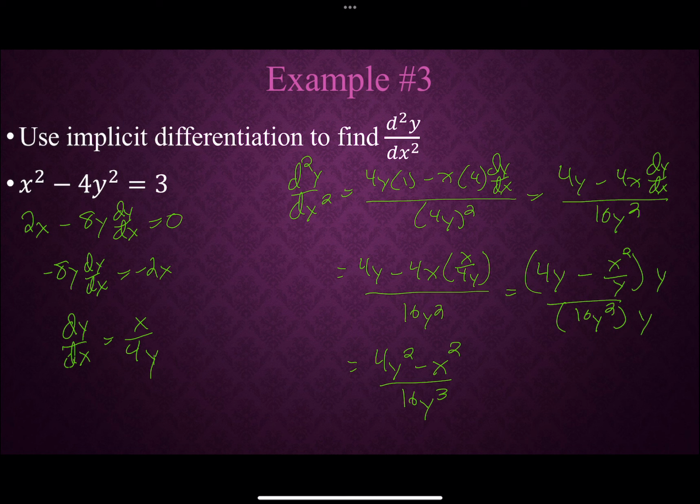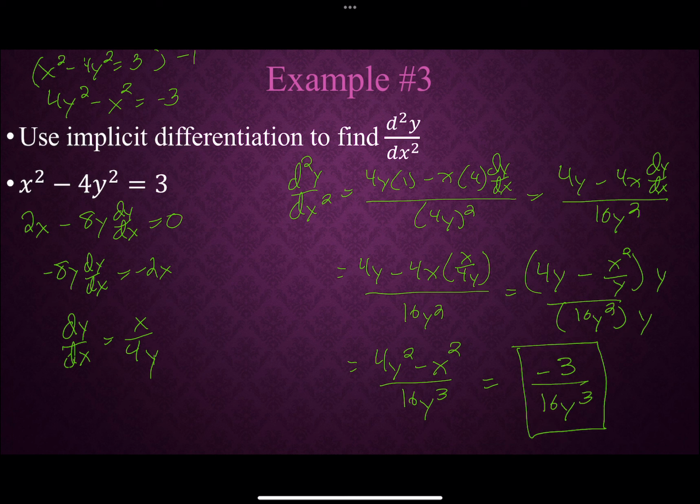But sometimes, particularly when there are both x squared and y squared terms, you should notice something. This numerator, 4y squared minus x squared, is just the opposite of what we wrote here, x squared minus 4y squared. So in fact, if I take the original x squared minus 4y squared equals 3 and multiply the whole thing by negative 1, we get 4y squared minus x squared equals negative 3. So my final answer really should be negative 3 over 16y cubed. That's the fully simplified version of the answer.